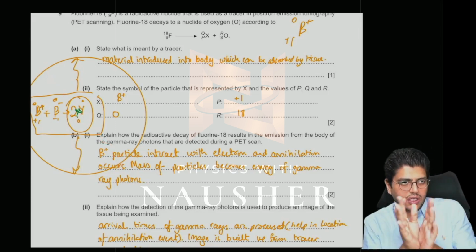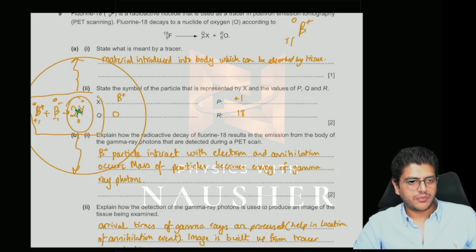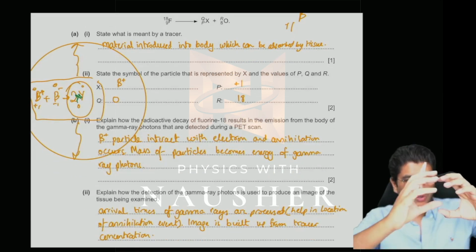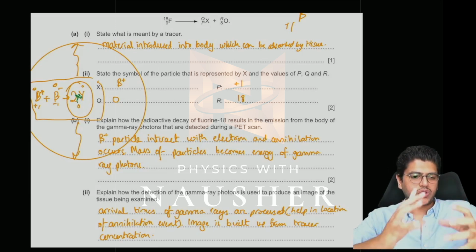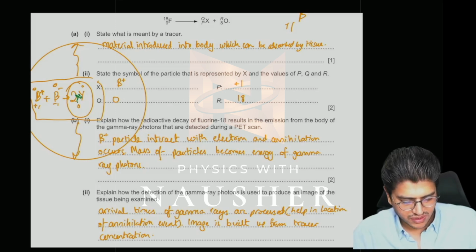So it helps in the location, the arrival time, and the image is built up from the tracer concentration inside that tissue. So once you have the location, then you have the image of the concentration of the tracer, which helps us build the image.